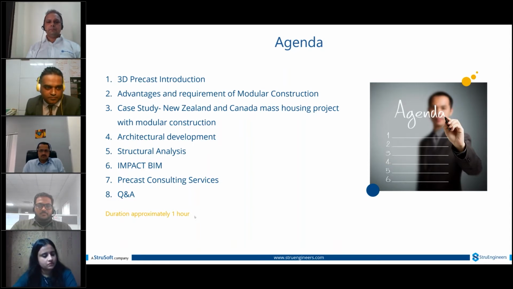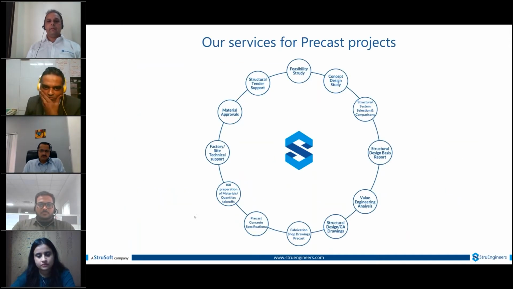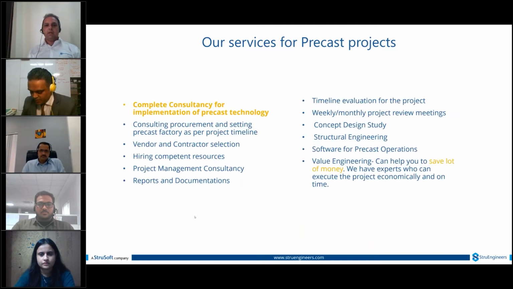And so today we have our presenters, Mr. Suhas Mohol, managing director of StruEngineers, who has around 20 years of experience in structural designing and value engineering. And from our own team, Mr. Mangesh, who has 8 years of experience. He will talk about how he did the structural analysis of these 3D PPVC modules, and how we were able to develop the initial structural analysis.